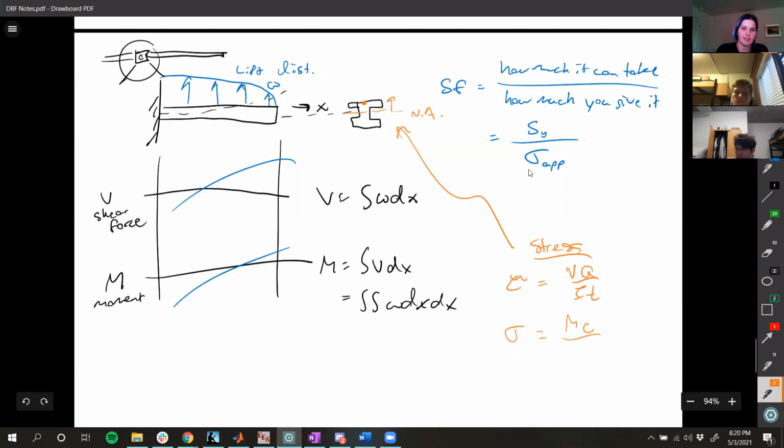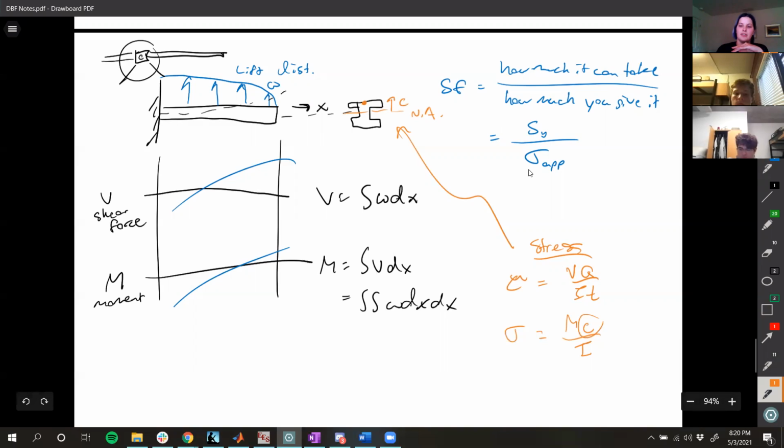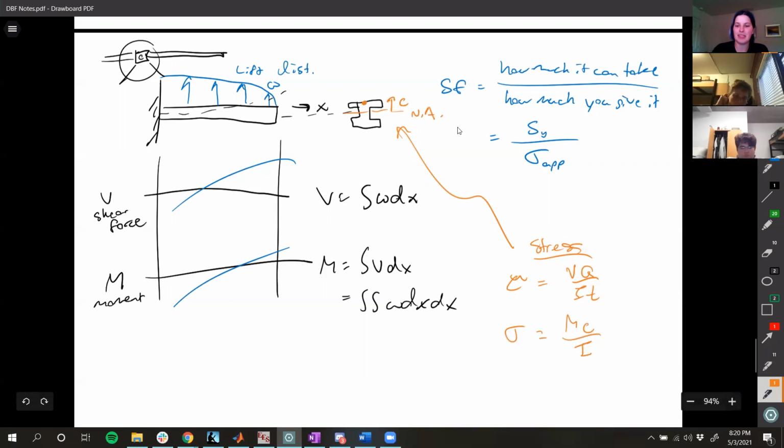Up here, this distance is C. So that's half of your thickness. And then again, over the same I. And so like we were saying, you want to space those plates out far away because that makes your I stronger. That wasn't a very good representation, but the idea is that this sigma, the normal bending stress, is held mostly by the caps.